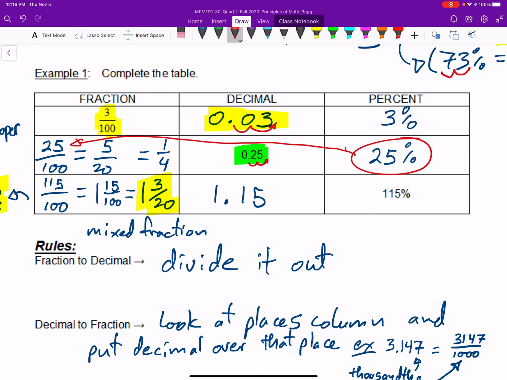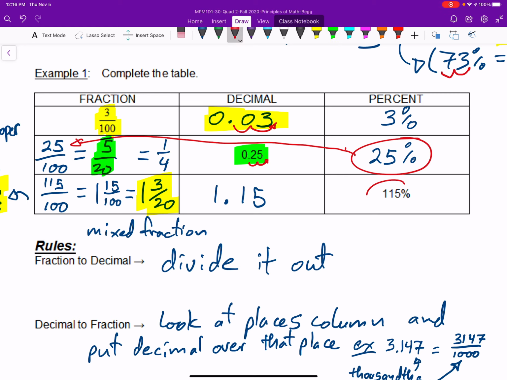Or if you didn't recognize that, you might just think, okay, I can divide top and bottom by 5, and that would give me the middle number of 5 over 20, but you should always check to see if you can go farther. And in this case, you definitely could go farther. It keeps going down to 1 over 4.